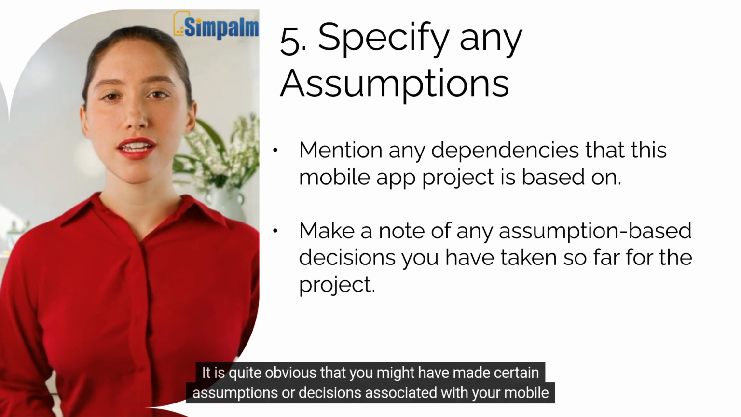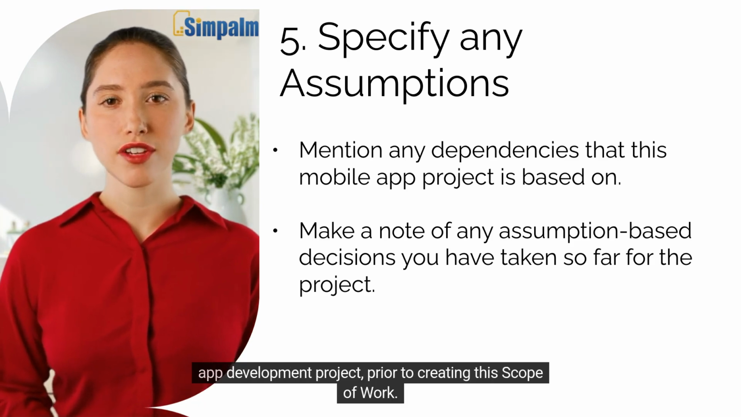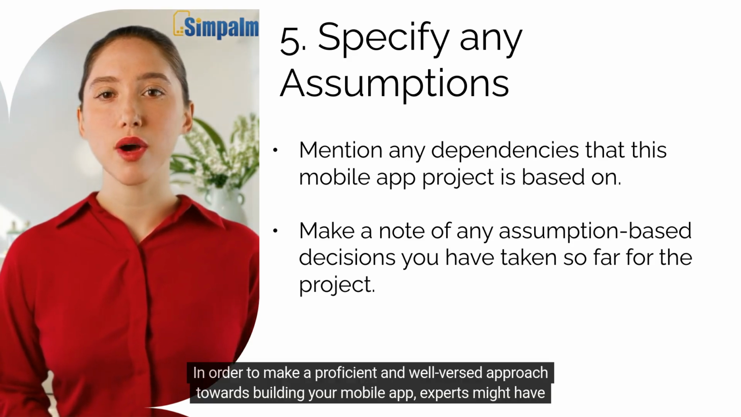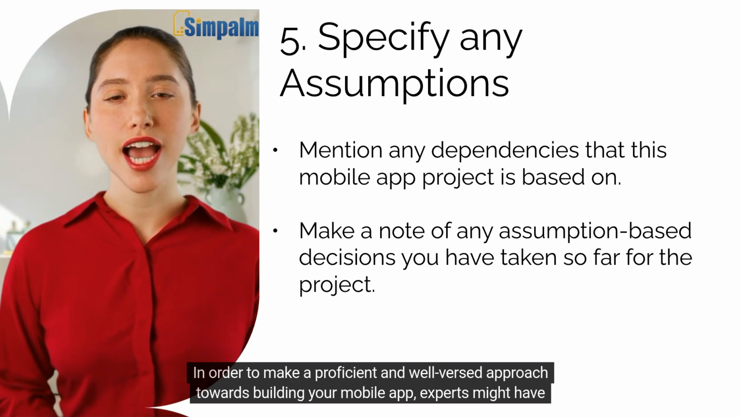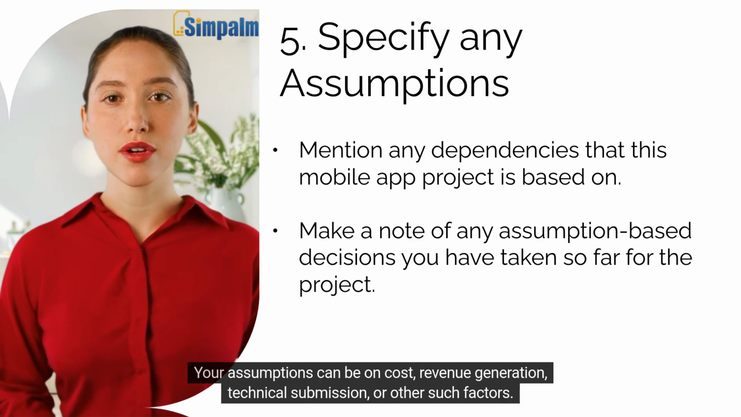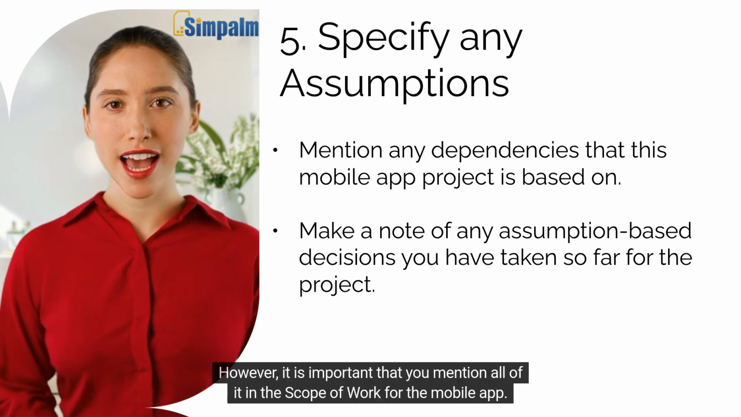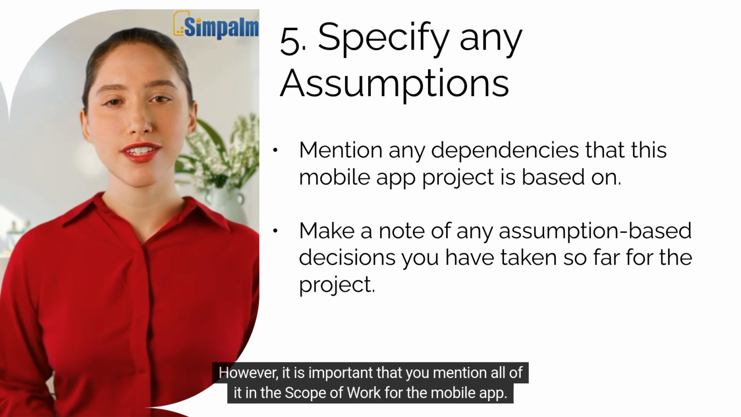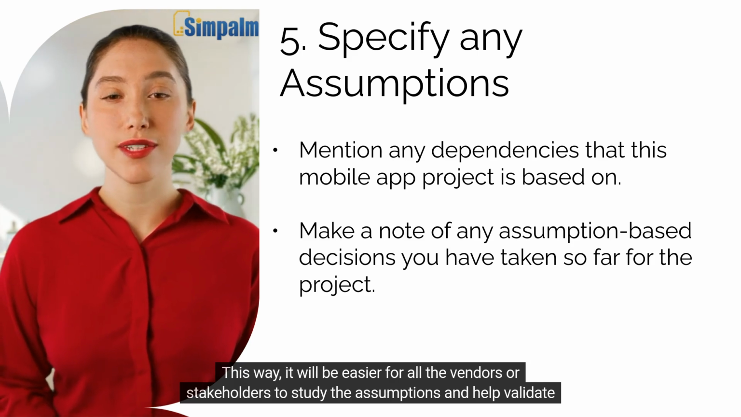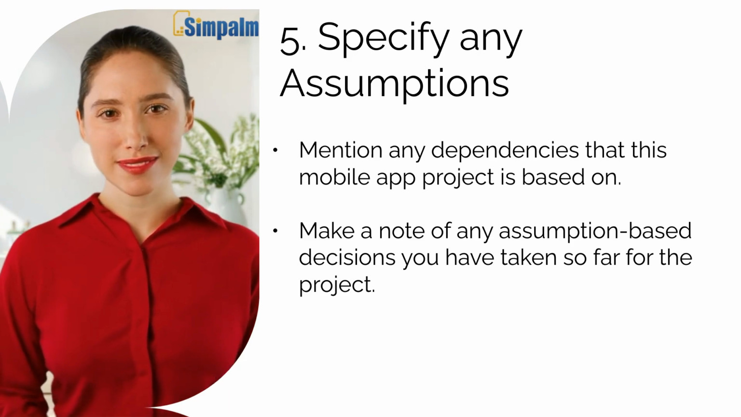Specifying assumptions. It is quite obvious that you might have made certain assumptions or decisions associated with your mobile app development project prior to creating this scope of work. In order to make a proficient and well-versed approach towards building your mobile app, experts might have to revisit any dependencies, decisions, or assumptions made for it. Your assumptions can be on cost, revenue generation, technical submission, or other such factors. However, it is important that you mention all of it in the scope of work for the mobile app. This way, it will be easier for all the vendors or stakeholders to study the assumptions and help validate them in pursuit of building the best mobile app.